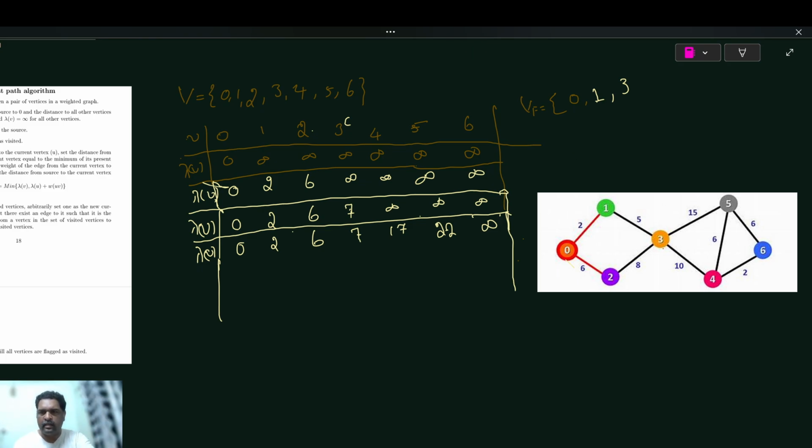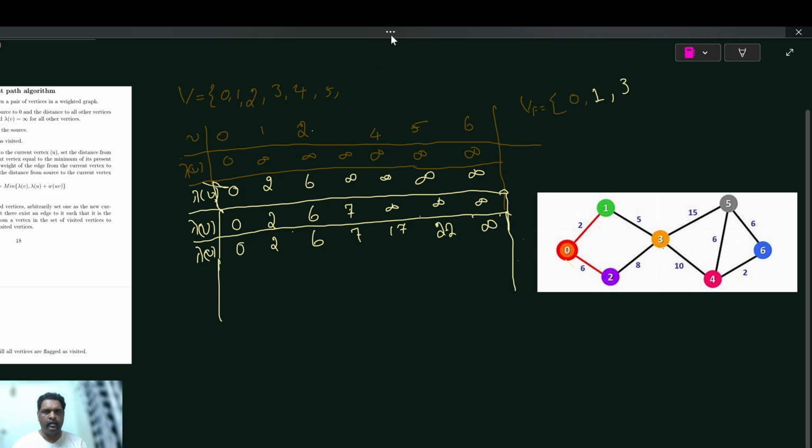Now find the shortest edge from vertices 0, 1 and 3 to unvisited vertices. So the edges here are 3 2, 0 2, 3 5 and 3 4, and the weights are 8, 6, 15 and 10, out of which the minimal one is 6. It's from 0 to 2, so we tag 2 as our current vertex.